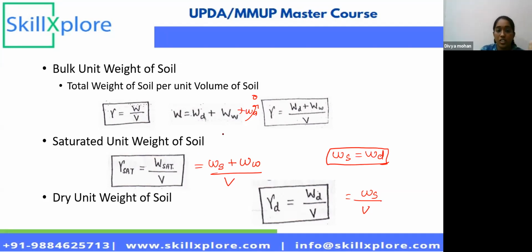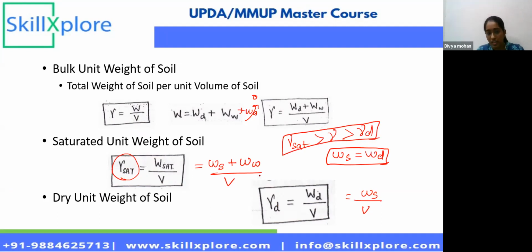While combining all these things, the saturated soil will have a greater density, a greater unit weight, so I can arrange them in an order: gamma sat will be greater than gamma, and that will be greater than gamma d. So these will be the density values while taking this.